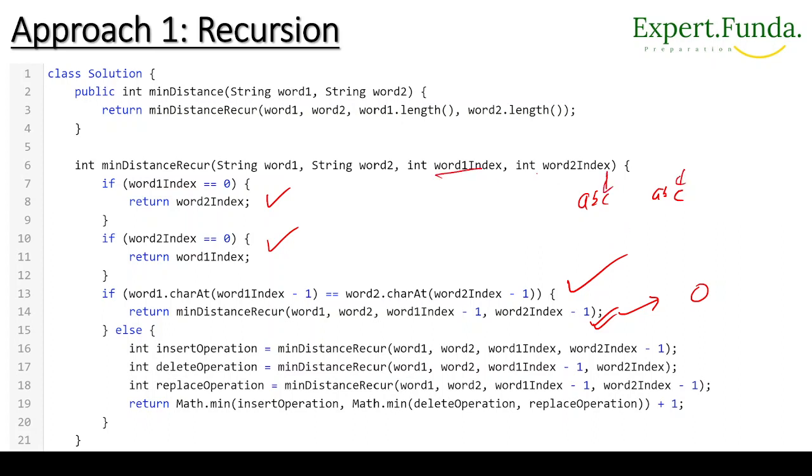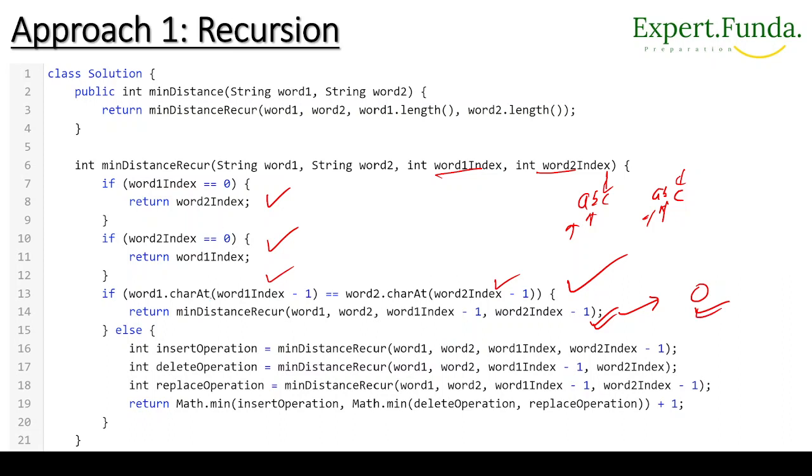Suppose this is your I and this is your J. We check each character: I minus 1, J minus 1. Then we come to B and B, I minus 1, J minus 1. Then we take A and A. There are no other operations required, so we will return 0 as the answer.